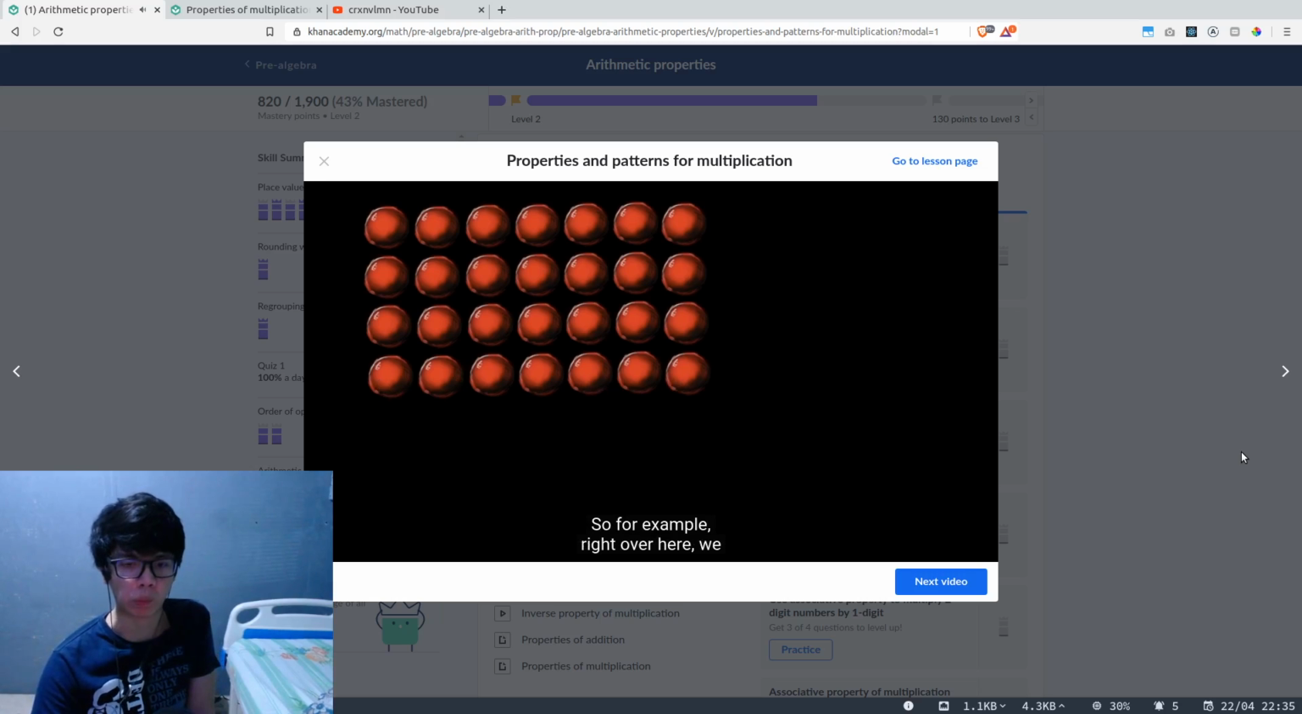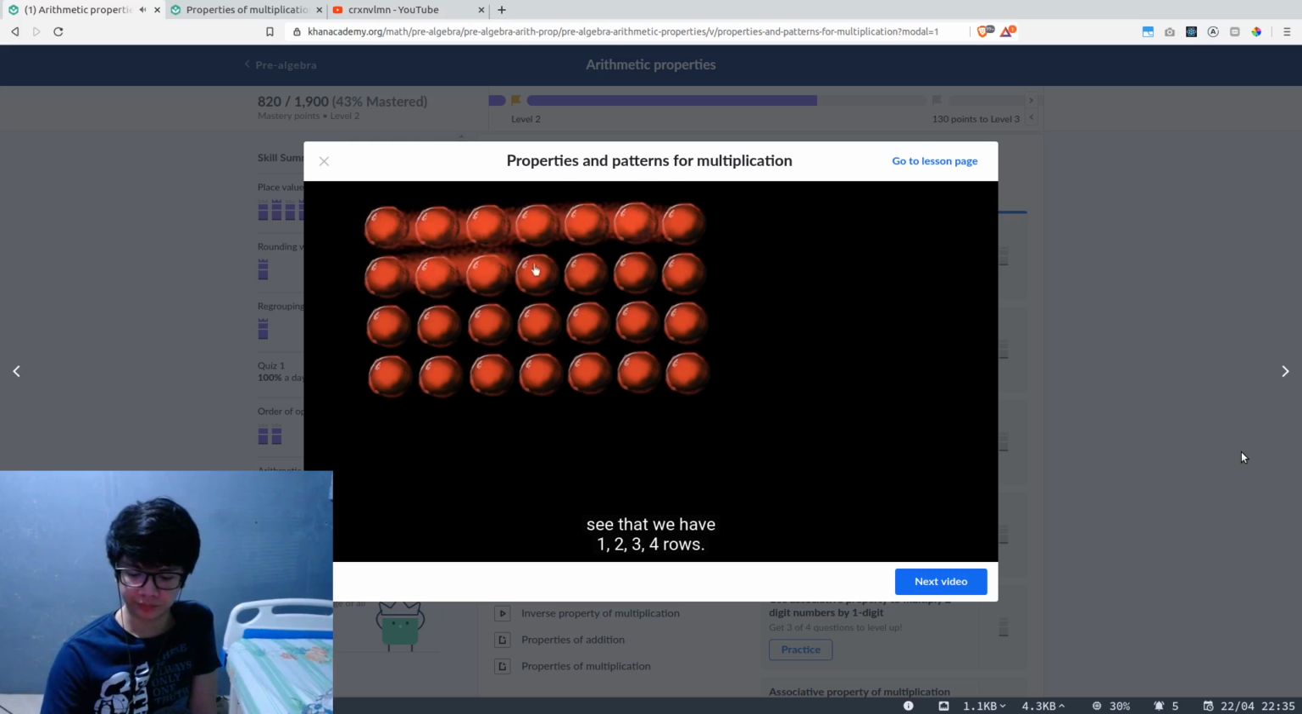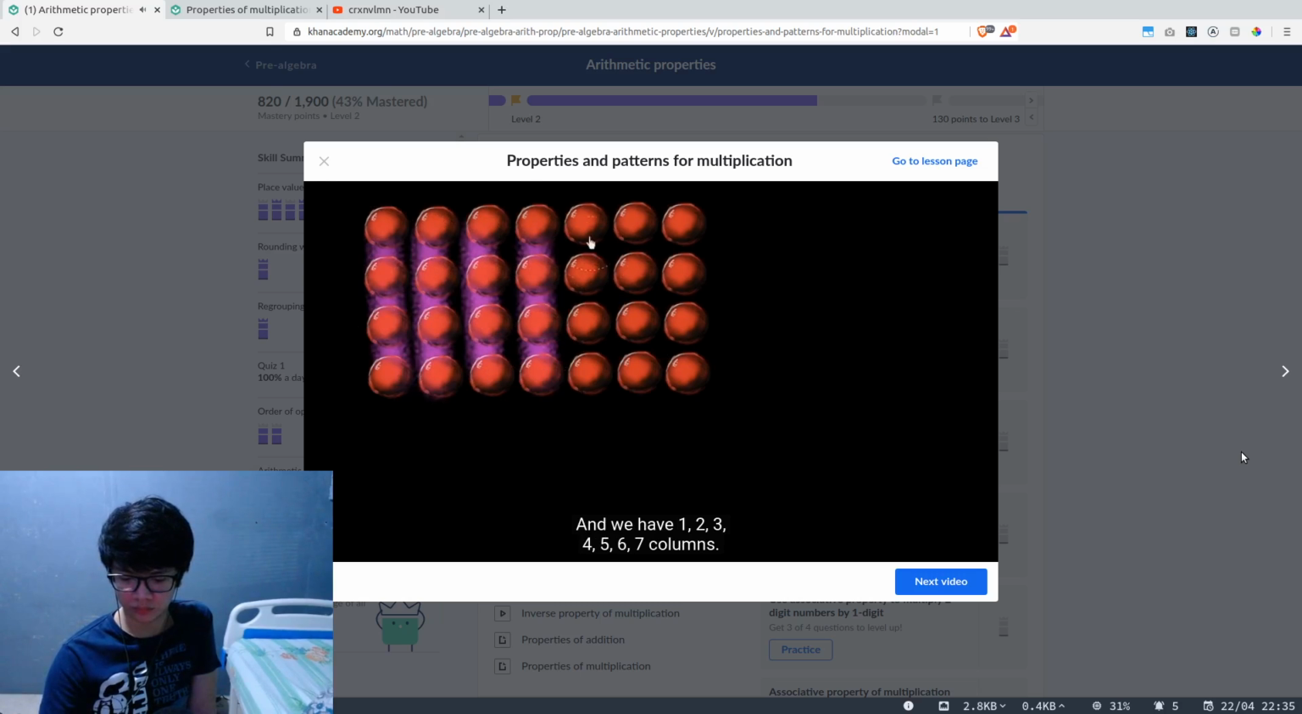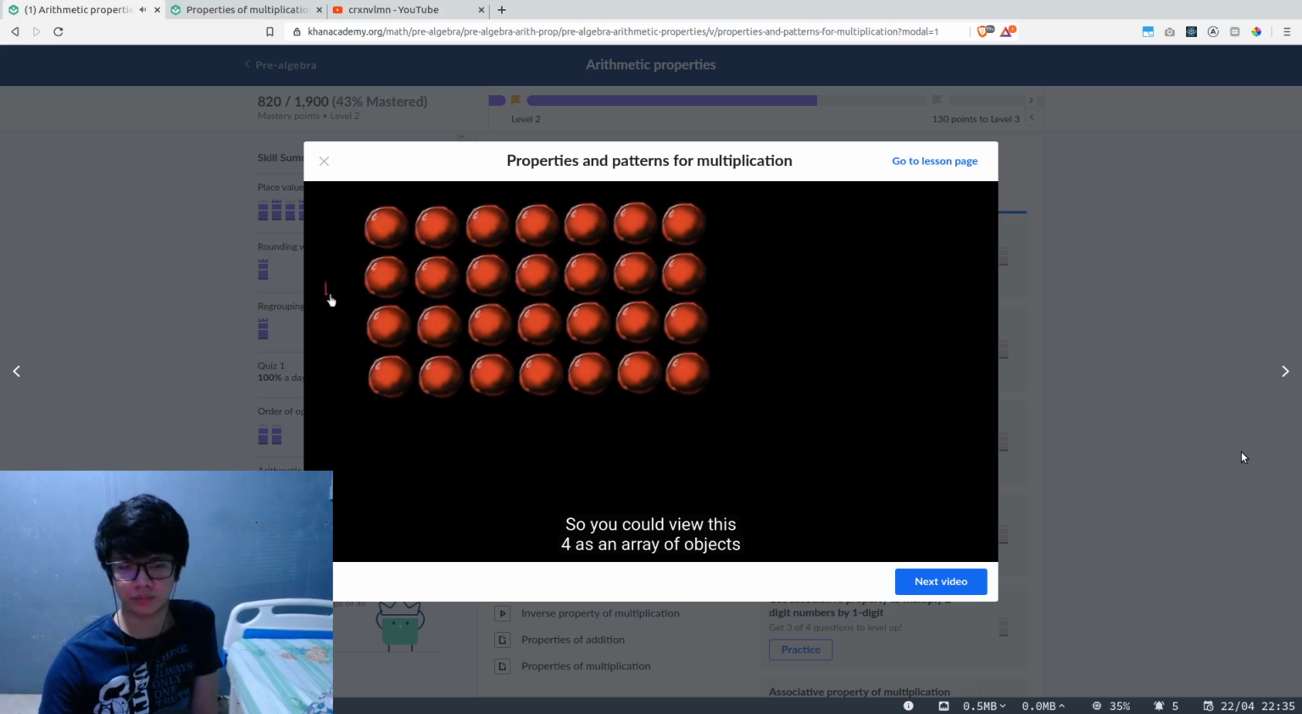So for example, right over here, we see that we have 1, 2, 3, 4 rows, and we have 1, 2, 3, 4, 5, 6, 7 columns. So you could view this as an array of objects where we have 4 rows. Let me write that down. We have 4 rows and we have 7 columns. And you might already remember that we can calculate the total number of objects by multiplying the rows times the columns. 4 rows times 7 columns.